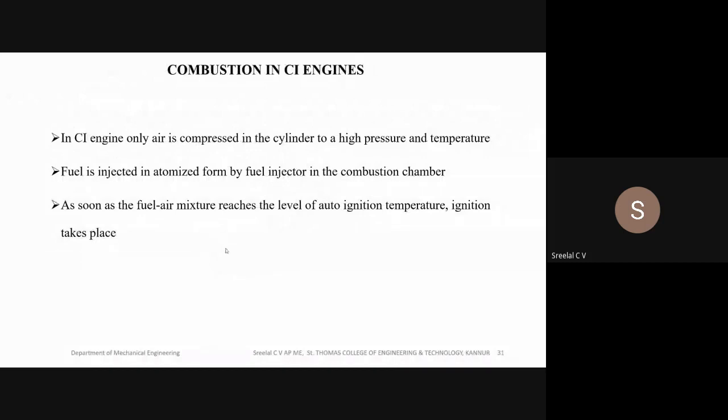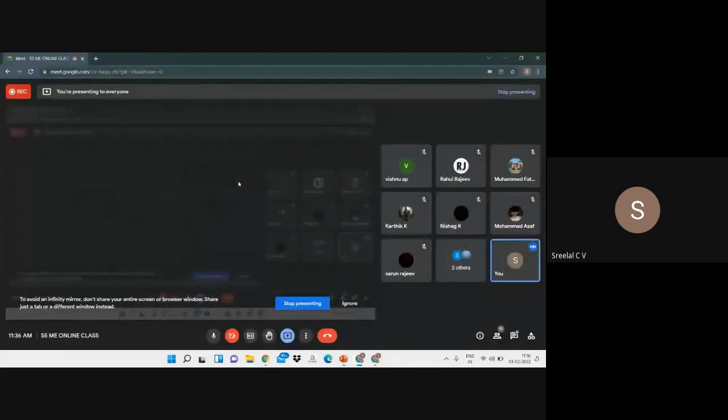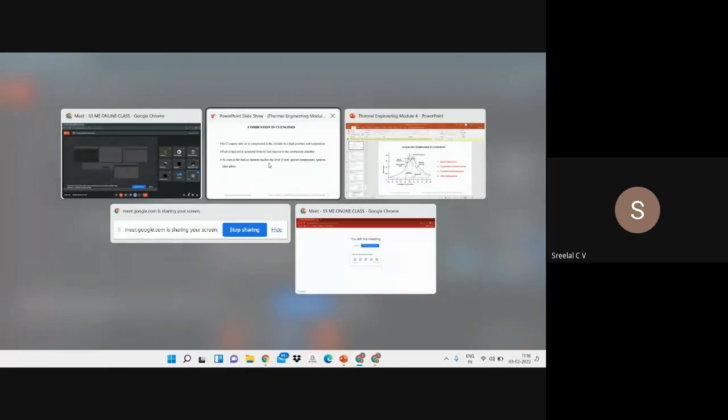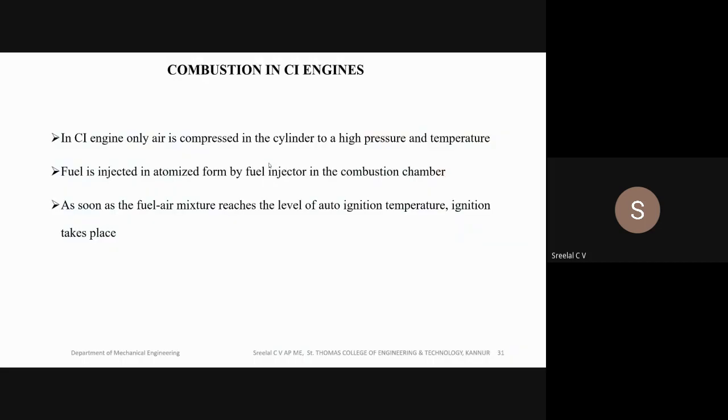Okay, so in SI engine, what was the source of ignition? In SI engine, what was the source of ignition? Hello, yeah, tell me what was the source of ignition?